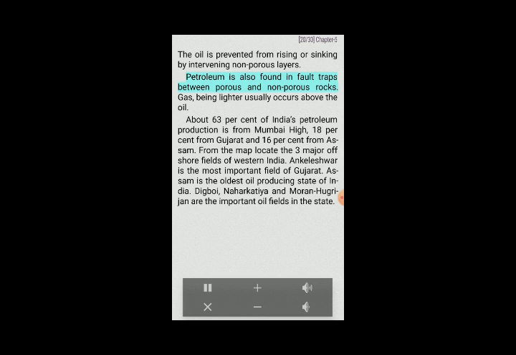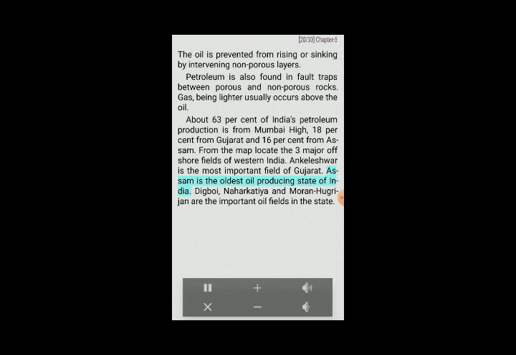Petroleum is also found in fault traps between porous and non-porous rocks. Gas, being lighter, usually occurs above the oil. About 63% of India's petroleum production is from Mumbai High, 18% from Gujarat and 16% from Assam. From the map, locate the three major offshore fields of western India.